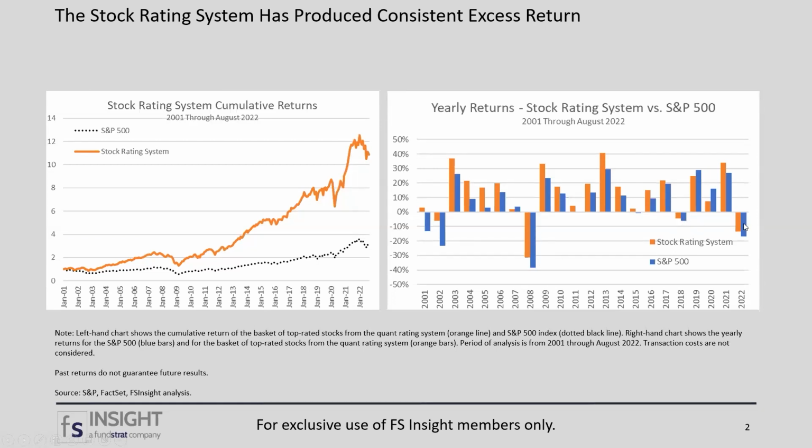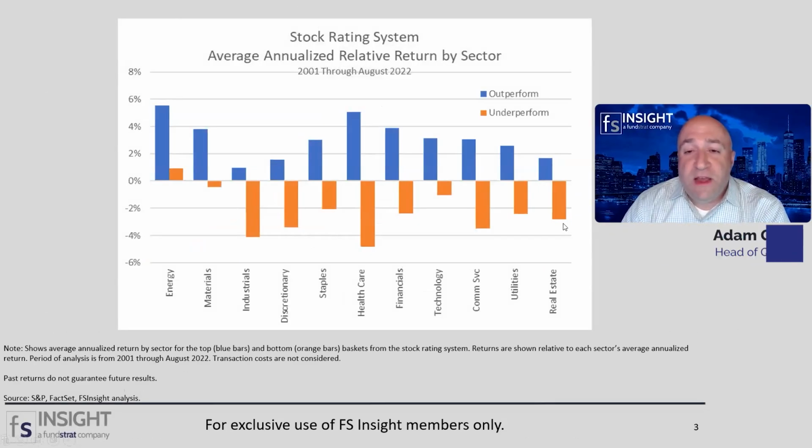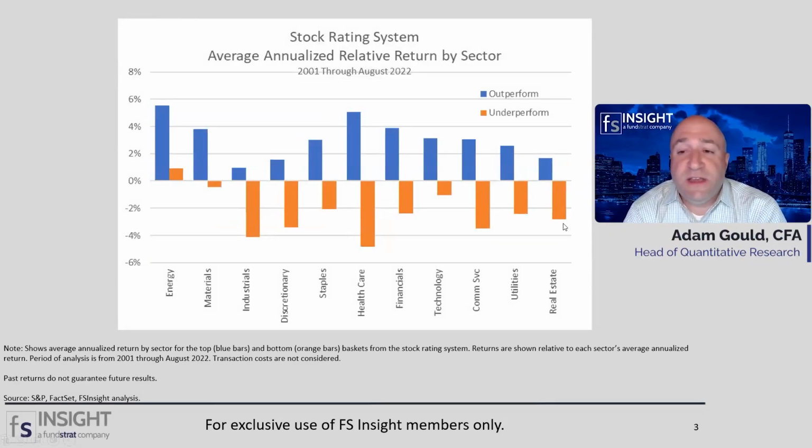And obviously so far this year, it's been another down year for the market. But despite it being a down year for the market, the model has outperformed the market by over 3.5%. Now, turning to the next page, we break down the performance of the stock rating system by sector.